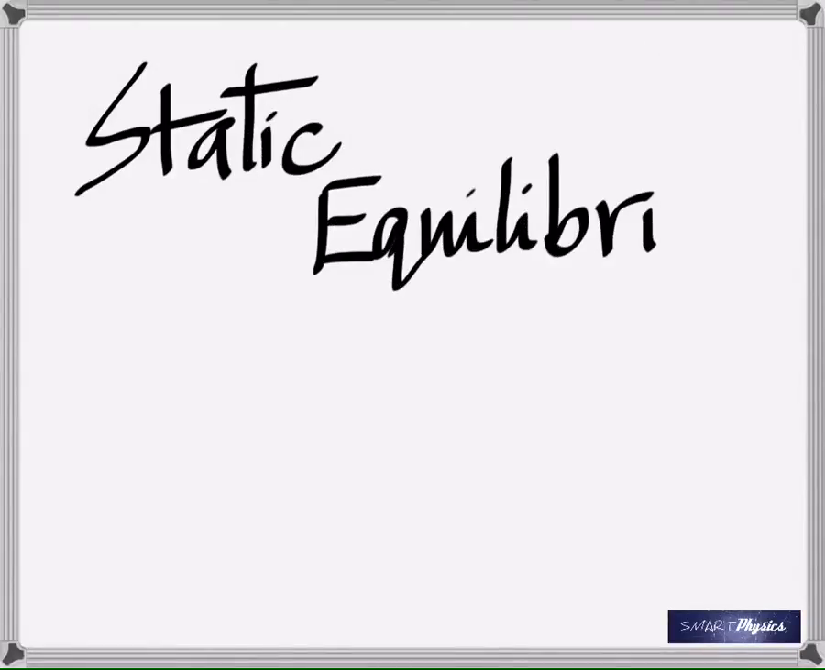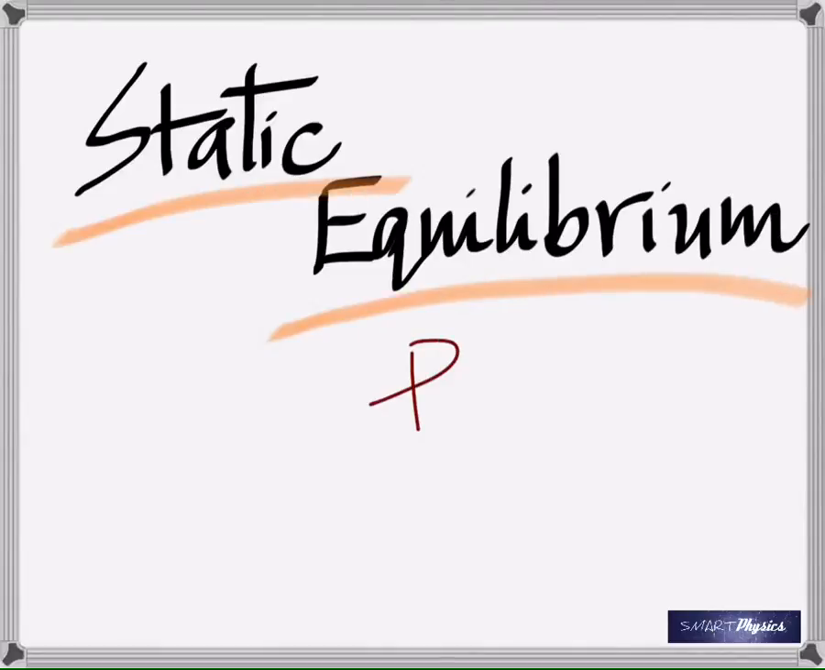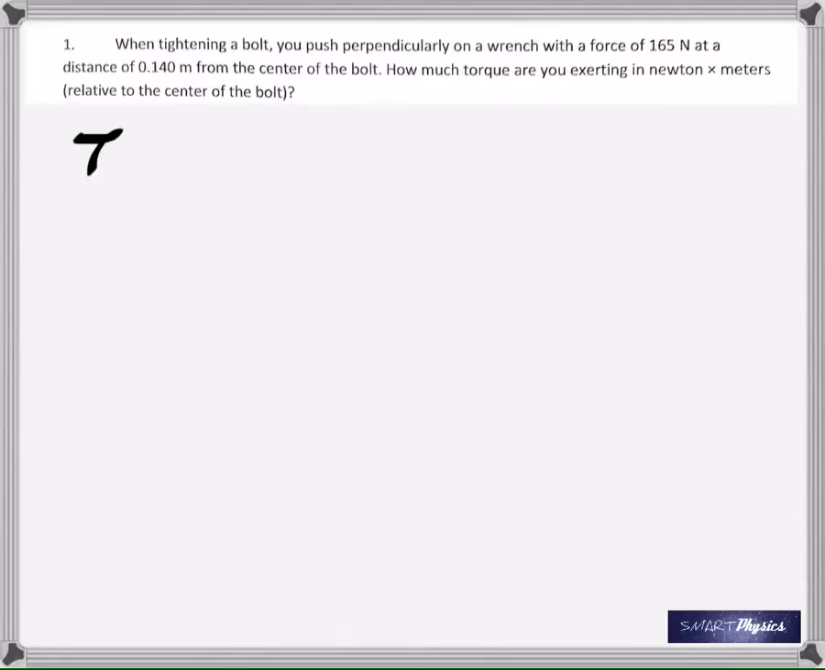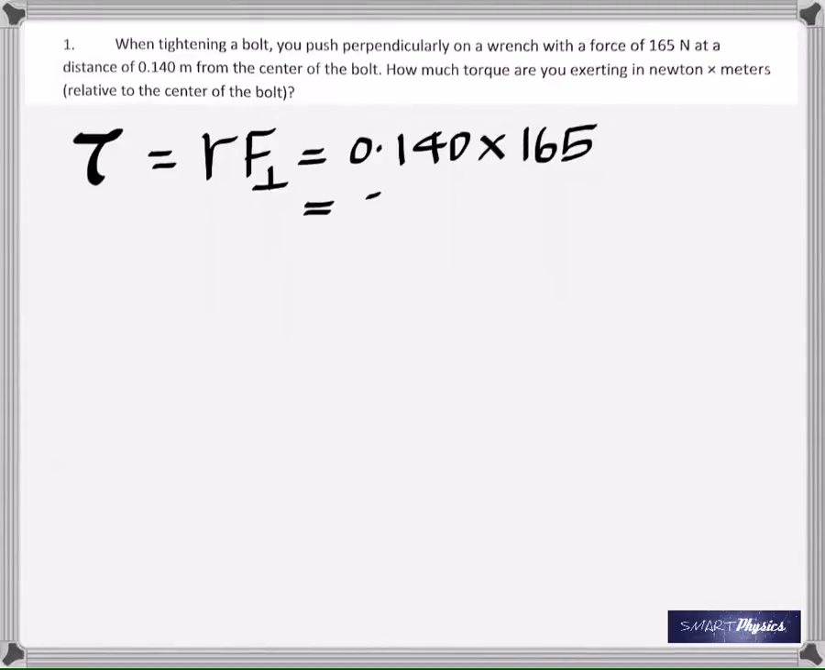So this entire chapter is built on two conditions: that the net force must be equal to 0 and the net torque must also be equal to 0. Those are the two conditions in this chapter. The first problem talks about tightening a bolt using a wrench, and you have the force and the distance.